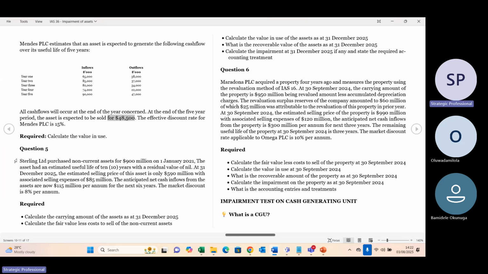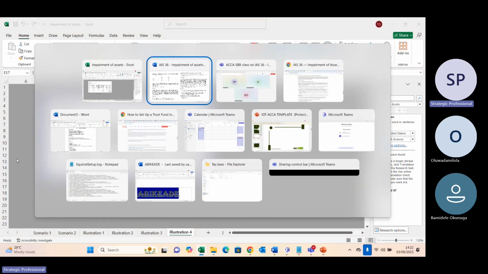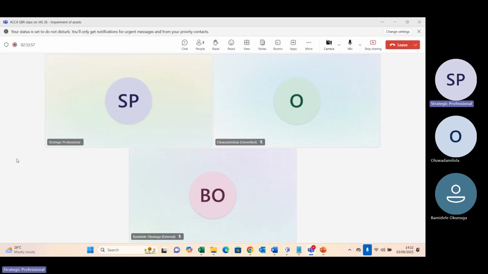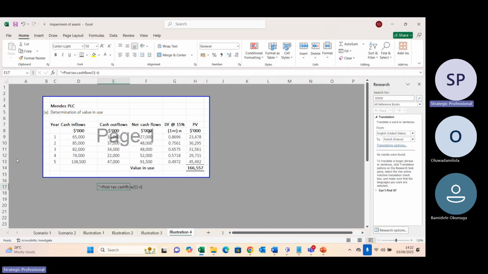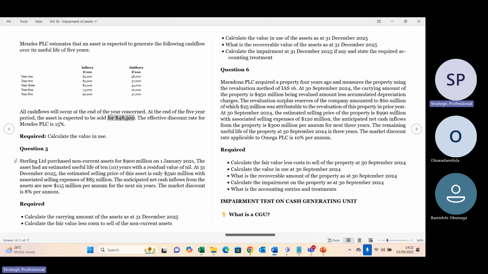Question 5. Illustration 5 is saying Sterling Limited purchased non-current assets for. Okay, maybe you should read it so that it's an engaging class. And Madam Dami can read it. All right, sir. Let me. Yeah, I'm pointing to question 5.